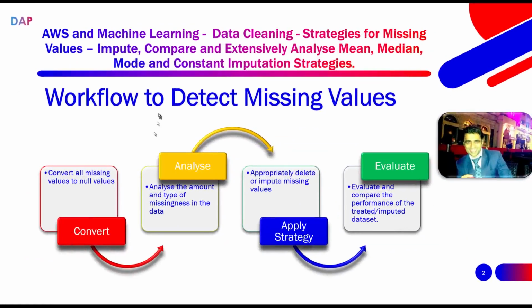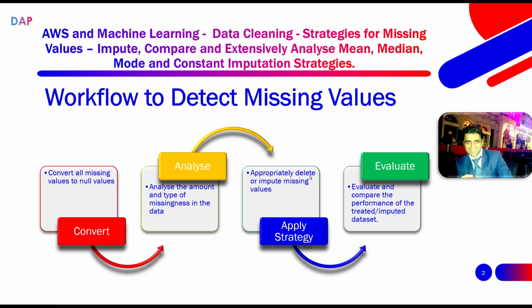Let's move on quickly. As I have shown you in the previous lectures, if you are with me, the workflow to detect missing values. And once we detect, we need to convert all missing values to null values. Let's assume that we have done all that, and then analyze the amount and the type of missingness in the data. I have shown you all that, and then appropriately delete or impute missing values.